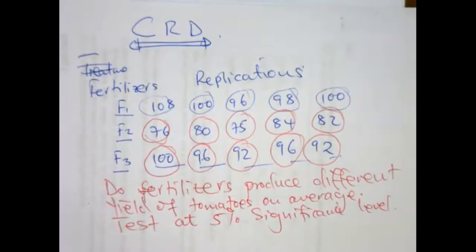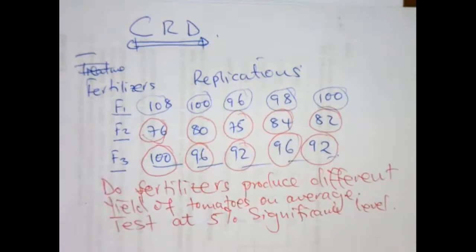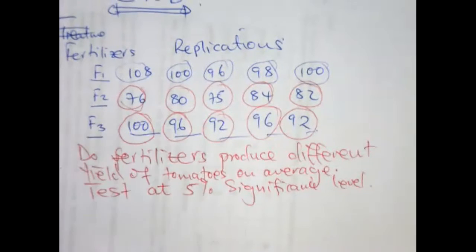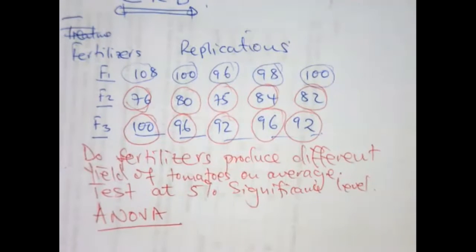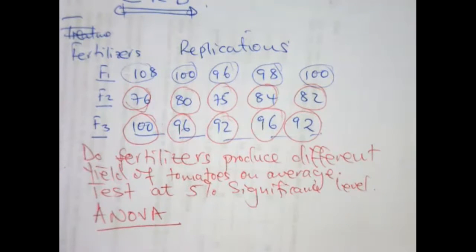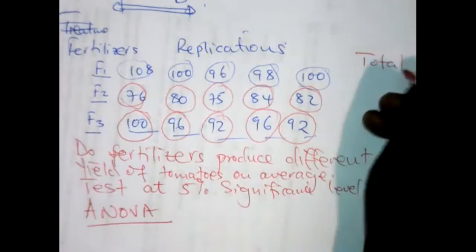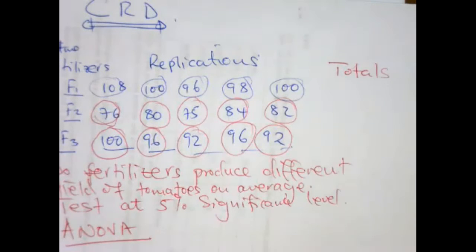We are going to demonstrate how to go about this particular test. We do this through an analysis of variance, or simply ANOVA. For CRD, what we need to do is get the totals. These are the totals per fertilizer type. The y i dot that we were referring to are the totals.